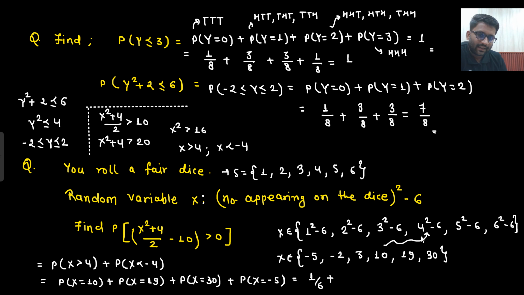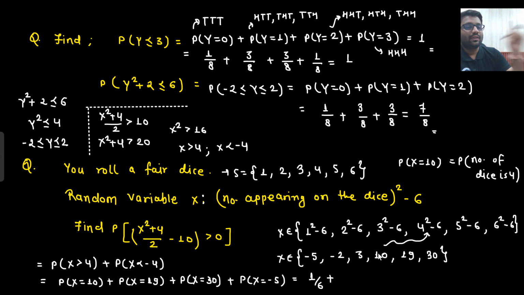Are you able to understand this point? Basically, here what I am saying is that the probability of X taking the value 10 is equal to the probability of the number on the dice being 4. Say yes or no? Because if the number on the dice is 4, then 4 square minus 6 gives X equal to 10. So X equal to 10 corresponds to the number on the dice equal to 4. Are you able to understand this point? And what is the probability of getting 4 when you roll a dice one time? That is 1 by 6.